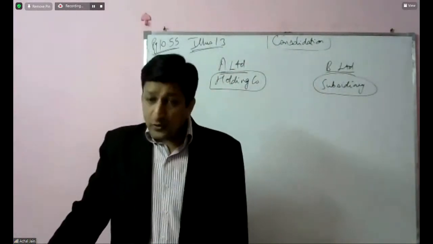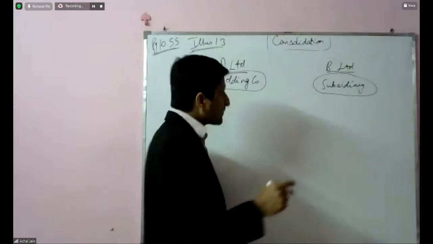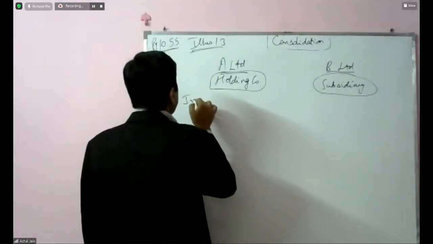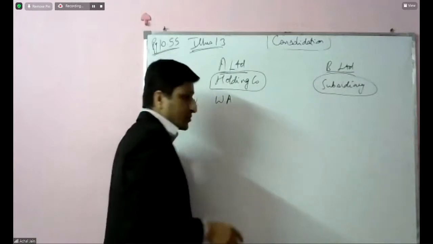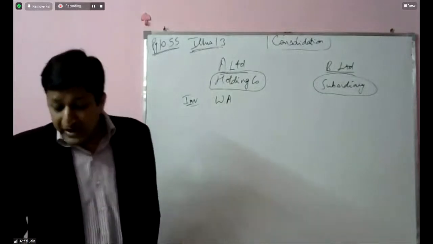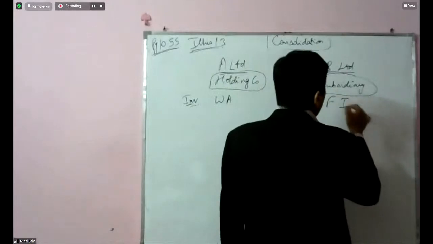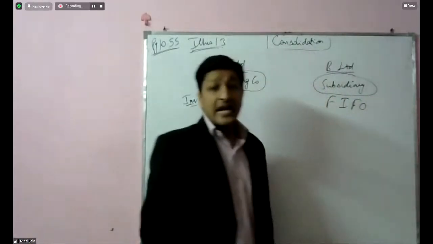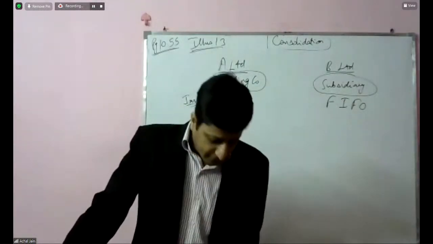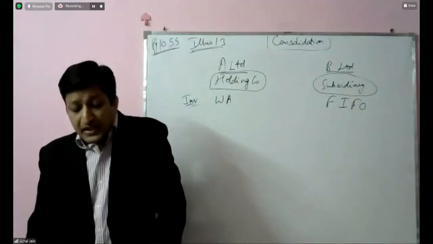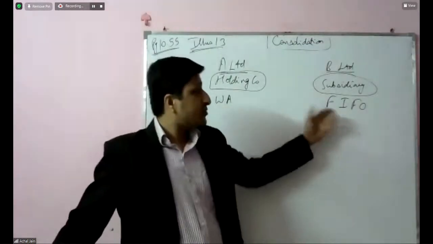A Limited values inventory on a weighted average basis. So for inventory, A Limited uses weighted average. B Limited uses FIFO. No problem. So we have to make some adjustment at the time of consolidation for the alignment of the accounting policy. This seems to be different right now. To bring the values of B Limited in line with those of A Limited. Obviously, B has to align with A.